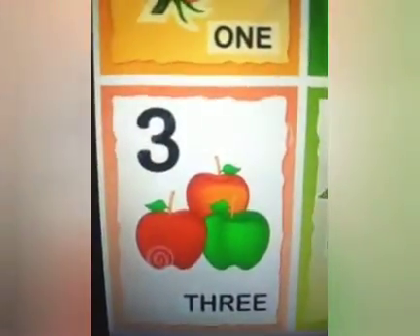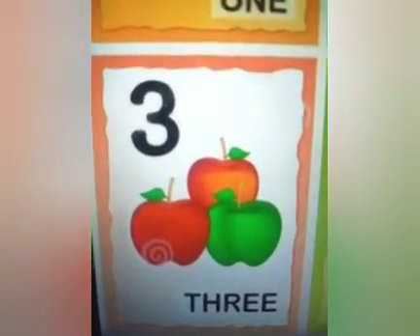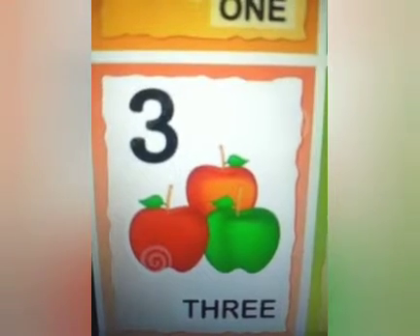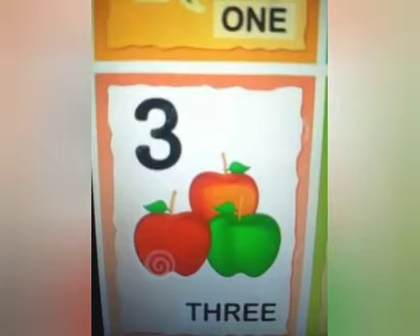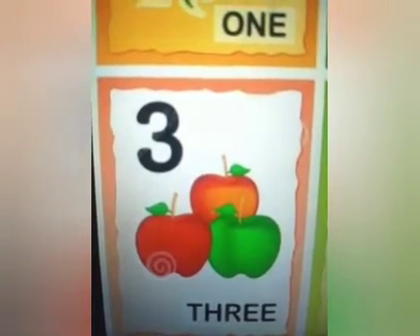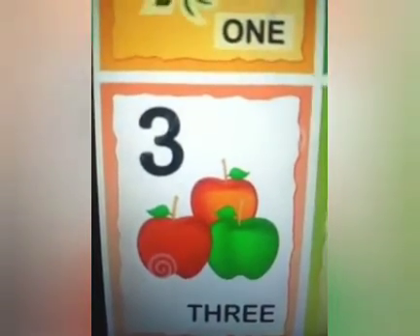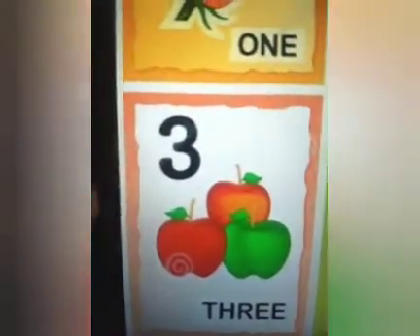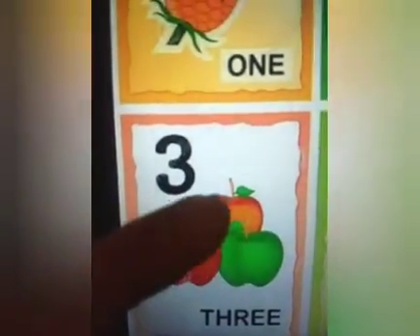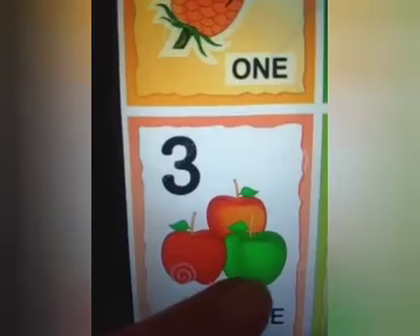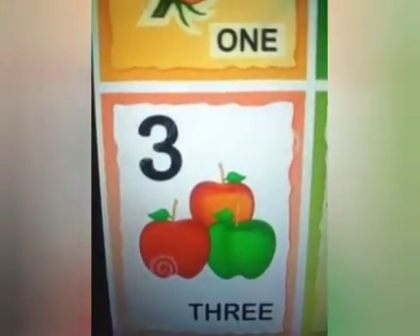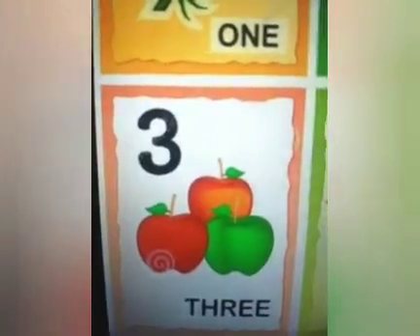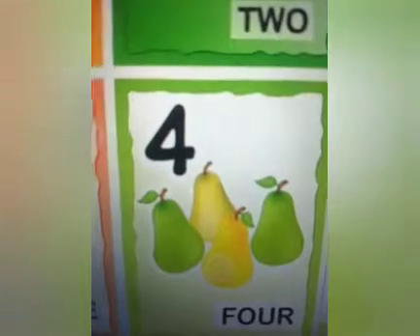Which number is this? The number is 3. So there are a set of few red apples as well as a green apple. So how many total apples can you see here? Can we count the apples? 1, 2, 3. Even the green one is an apple. Yes? So how many apples do you see here? 3 apples.